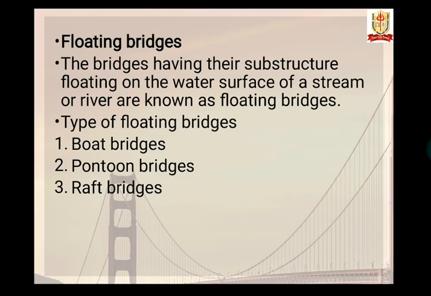Floating bridge. The bridges having their substructure floating on the water surface of the stream or river are known as floating bridges. Types of floating bridge are boat bridge, pontoon bridge, and raft bridge.